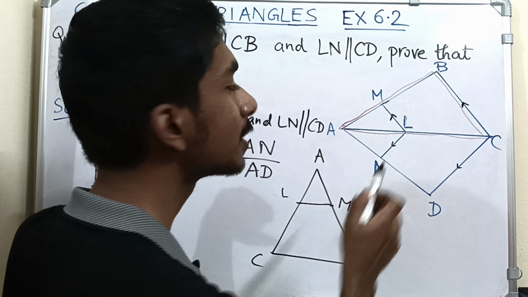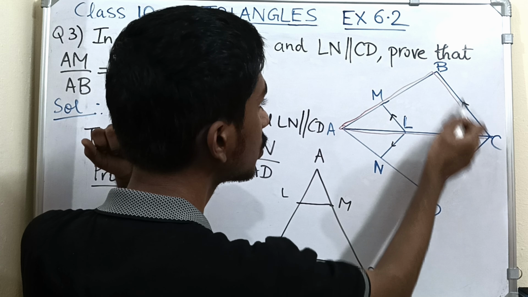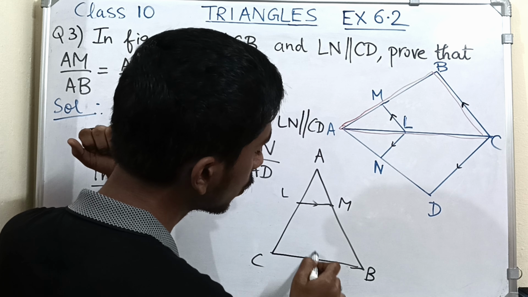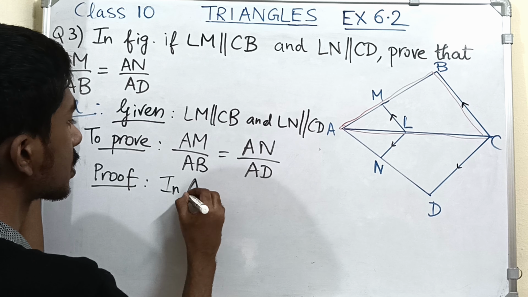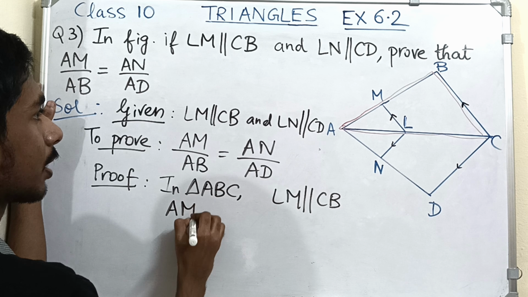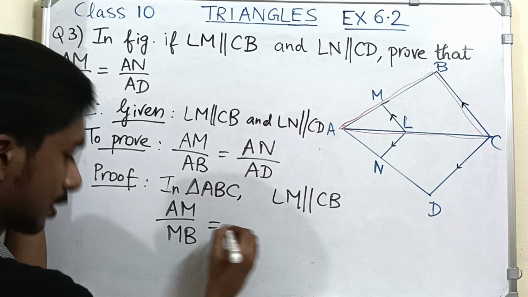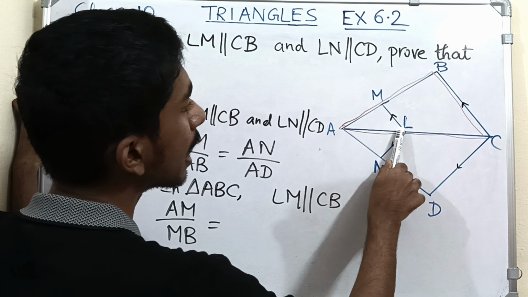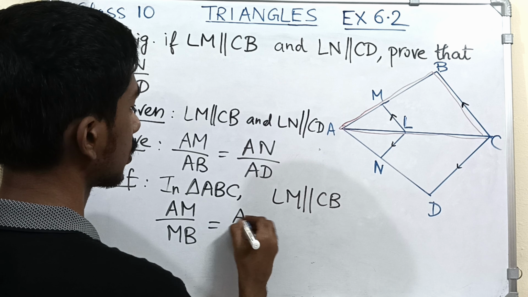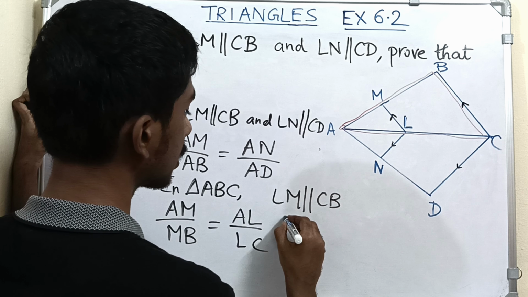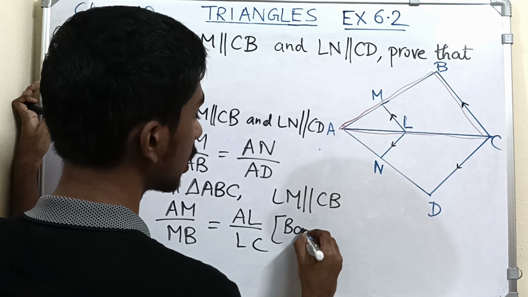Why did we do this? It's because it is given LM is parallel to CB. So in triangle ABC, we can write AM over MB is equal to AL over LC. Reason is by basic proportionality theorem.